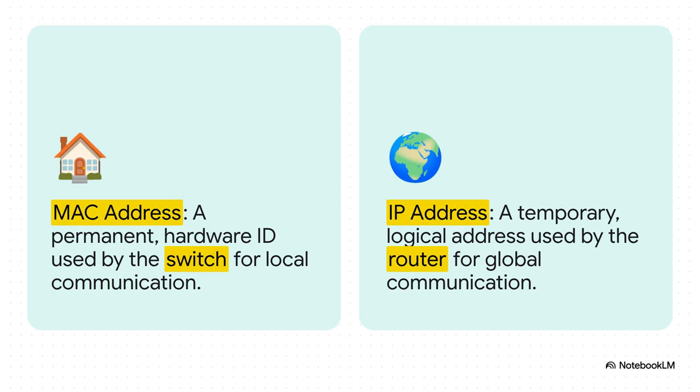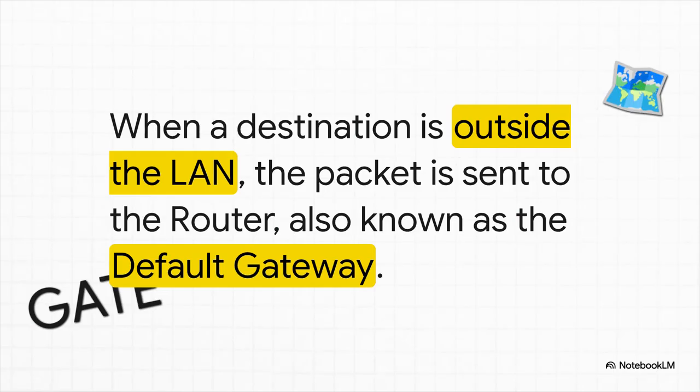Your computer is brilliant. It just seamlessly uses both to talk to the device next to it and a server across the ocean. So your computer is pretty smart. It takes one look at the destination IP address for your Google search, and it immediately realizes, hey, that address isn't in my local building. So it doesn't bother the switch. Instead, it packages everything up and sends it straight to its default gateway, which is just the fancy name for your router, to get it mailed out to the wider internet.